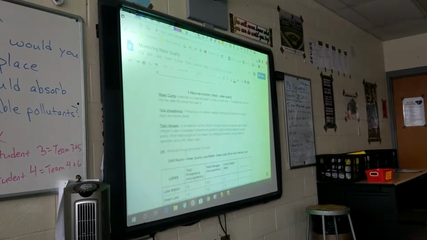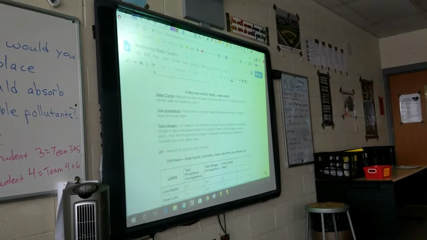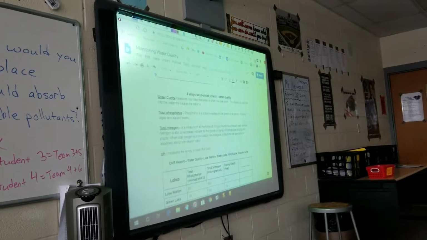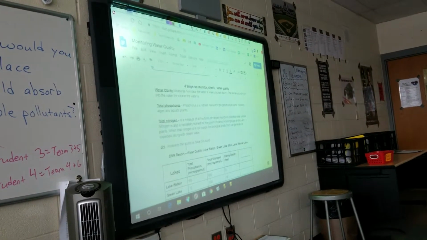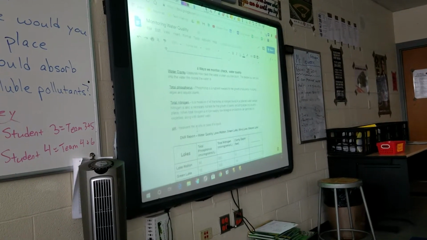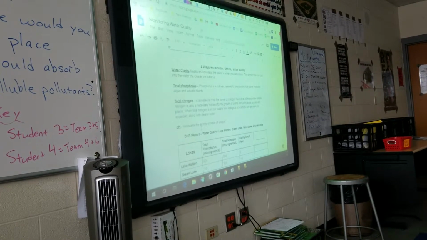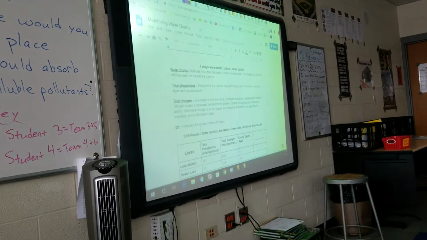Okay, here we go with this study guide review. Actually showing the board right now, the monitoring water quality, because I want to start off by reminding you of some of the stuff that was on here. This chart that's on here, total phosphorus, total nitrogen, and clarity depth, that chart will be on the test. It'll be the exact same chart.